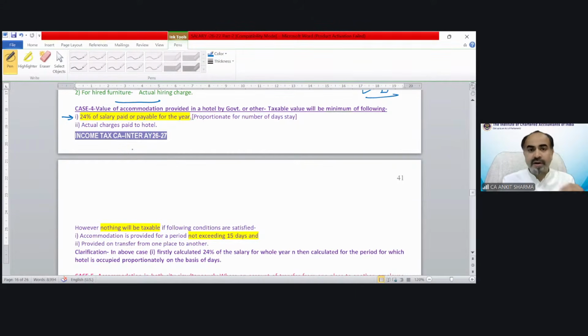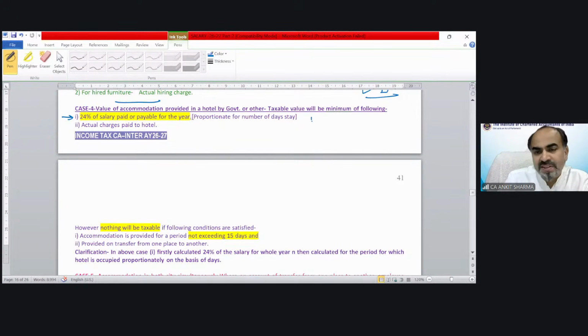taxable value for rent-free house, 24% of salary, but that 24% of salary in proportion to the number of days you have occupied the hotel, etc. Suppose you are in that hotel or guest house for 20 days. So how will we calculate 24% of salary? Whatever is your salary amount for the whole year. The salary definition is the same. All monetary except DA as per terms, except arrears and advance. So whatever would be your full year monetary salary, take 24% of it and then find it out in proportion to the number of days. That means 20 upon 365.